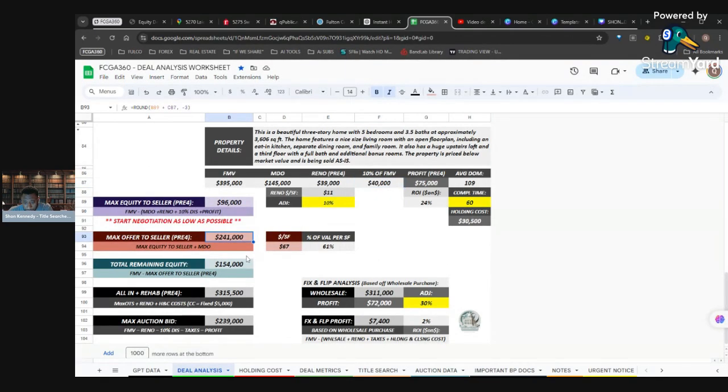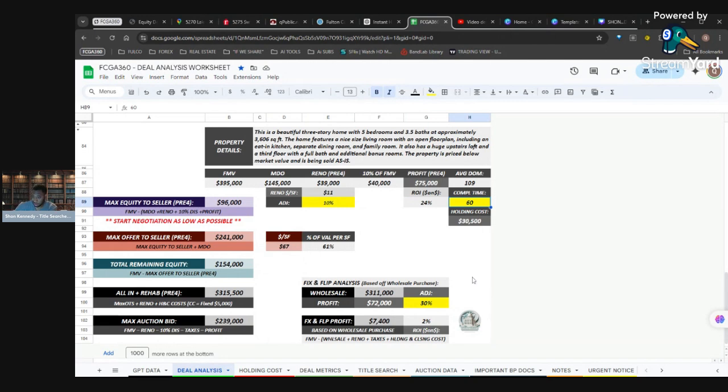If we were to get this owner on the phone, we'd offer them $241 at the max. That's putting $96,000 of their equity in their pocket. We're buying it at $67 a square foot. And if we look at it from an all-in rehab cost, we'll be all in at $315,500, and we'll be able to make that $75,000 on the deal. We can make a 24% cash on cash return.